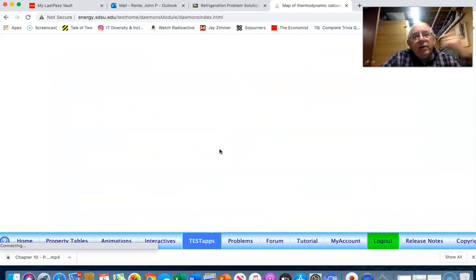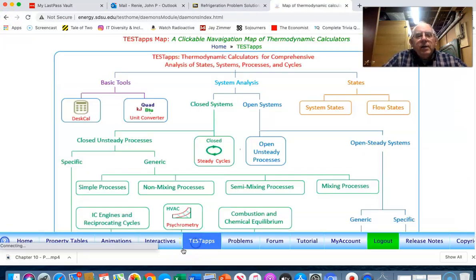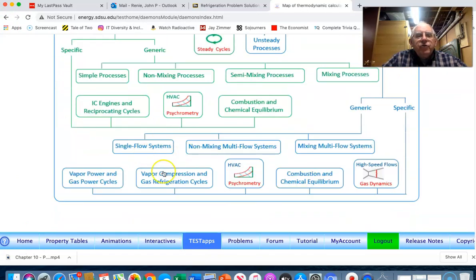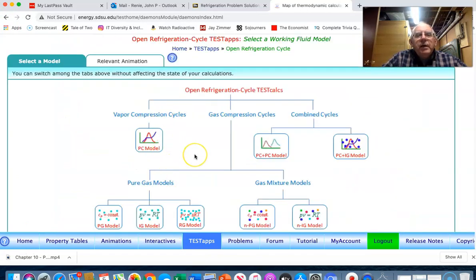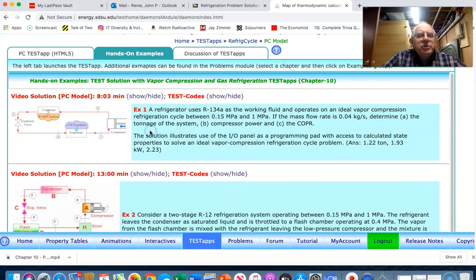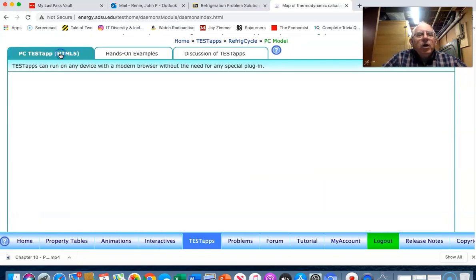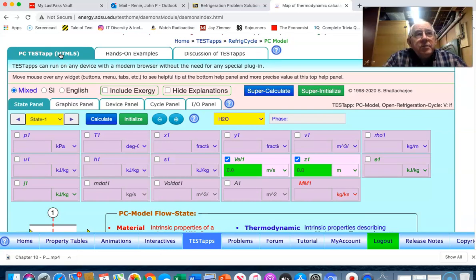It's trying to connect. I don't know if the system itself is down. Okay, we're going to go back. Let me try going into the test app, and say that it's a vapor compression process, and I could launch that. Now, something is amiss, and that particular app doesn't seem to want to work. But we'll talk about that later, possibly in class.